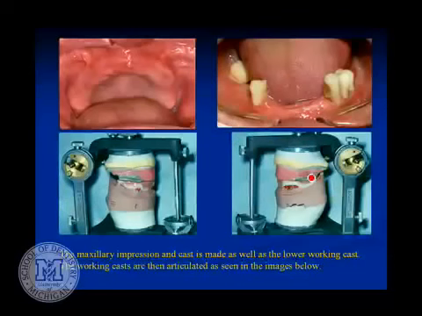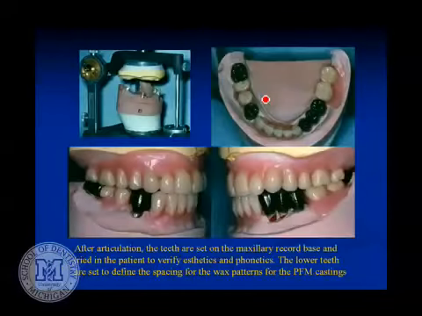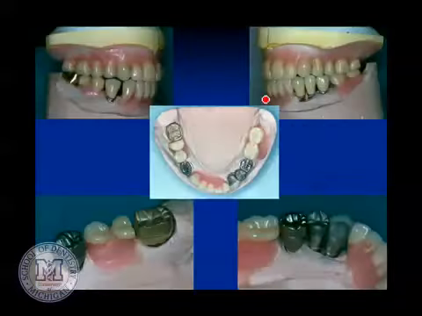So we get the case all set up and done. Here's our provisionals, okay, that fit our pre-existing flipper. We get the case mounted. We go ahead and do diagnostic setups, and so with our diagnostic setups done, we can get our wax ups for our crowns done. We go ahead and cast the crowns in porcelain fused to metal. And so we're going to put, obviously, porcelain on the outside of these teeth. This one's going to stay all gold.